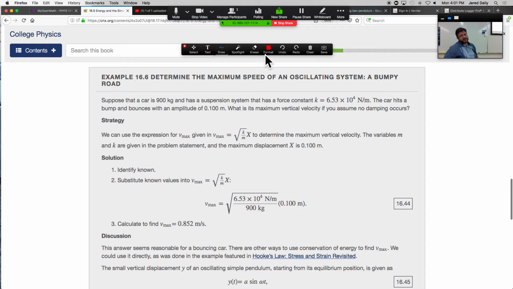So the maximum speed in an oscillating system, in this case, we have a car that hits a bump and starts bouncing up and down, right? What is going to be the speed of that bumping up and down? Well, we just plug it in. We have the spring constant of our springs from the previous example, we have the mass of the car, and we have the x, which is how far it moves. And they tell us that it moves with 0.1 amplitude. Amplitude is the word for the maximum displacement of an oscillating system. Calculate your v max right there, you're good.